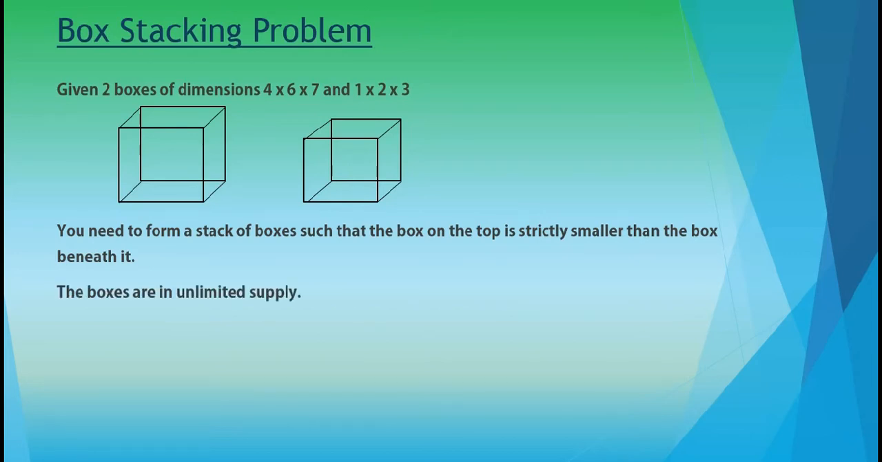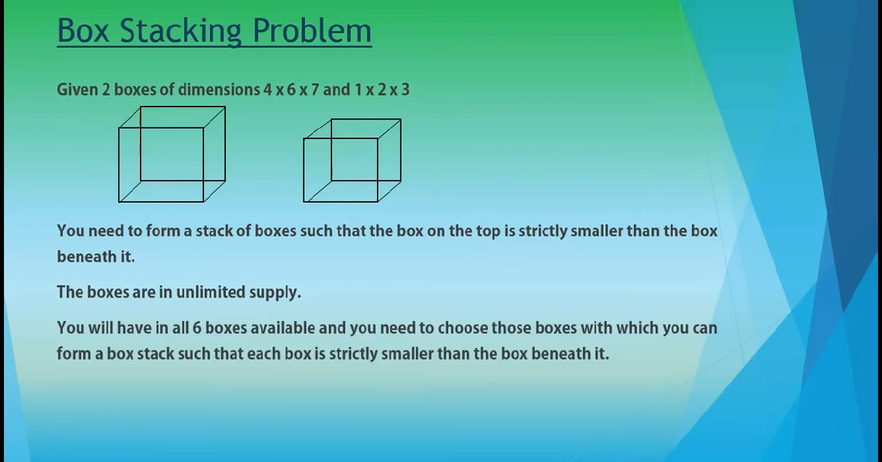All right. Now the boxes are in unlimited supply. That is one of the conditions of this problem. So obviously you can rotate these two boxes, and since they are in unlimited supply, you will have 6 boxes in total because 3 rotations are possible per box. So you will have in all 6 boxes available, and you need to choose those boxes with which you can form a box stack such that each box is strictly smaller than the box beneath it.